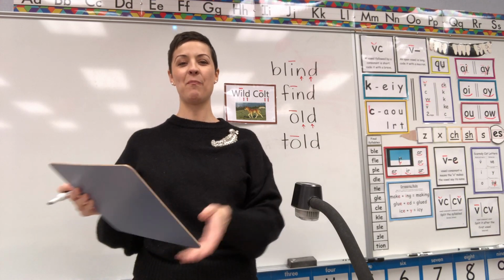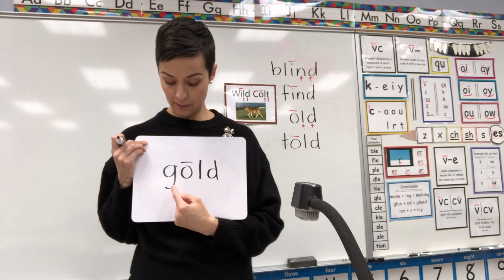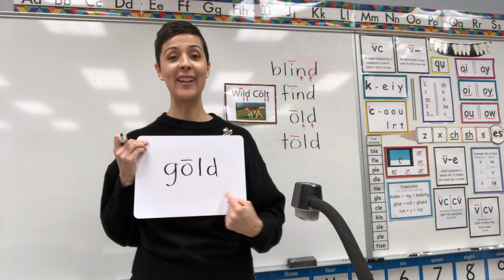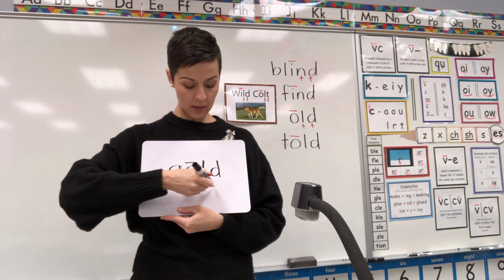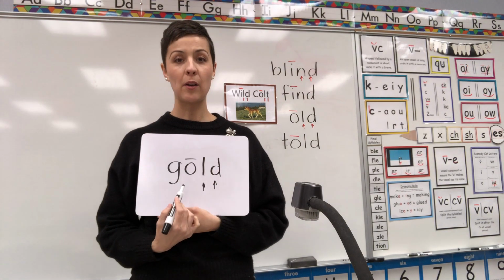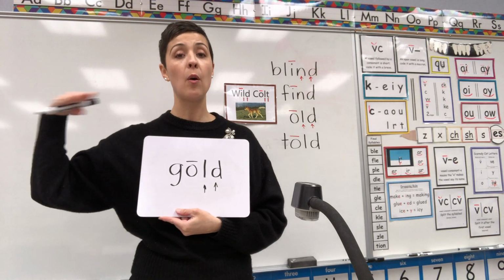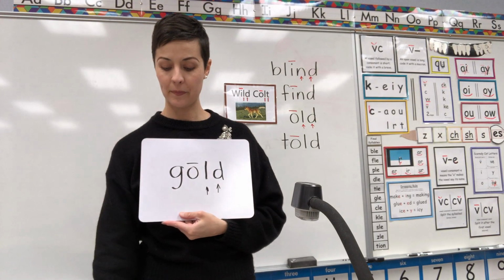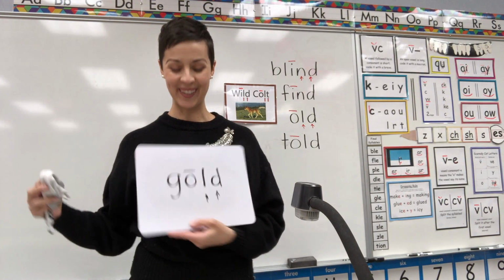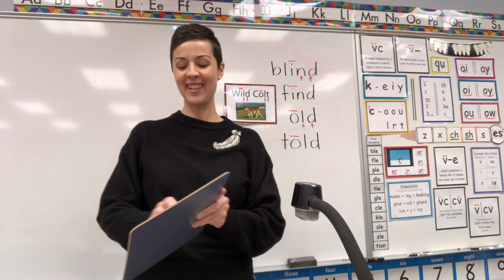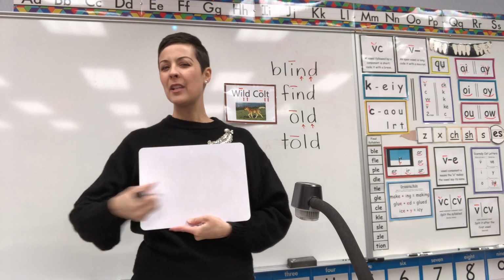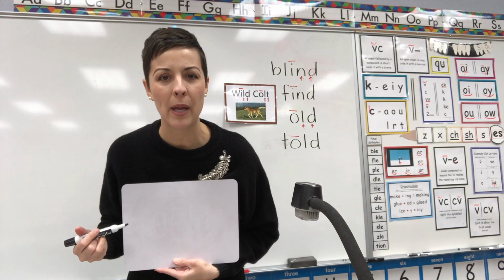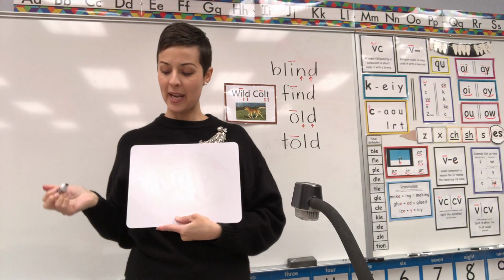And let's check it. Gold should be spelled G-O-L-D. And I hope you notice that O is followed by 2 consonants. So I coded it with a macron to show long O. Like I found a lot of leprechaun gold. That would be fun. Erase, erase. When I say erase, erase, you erase it if you have a whiteboard, but if you're writing it on paper, just keep going. Okay, next word.